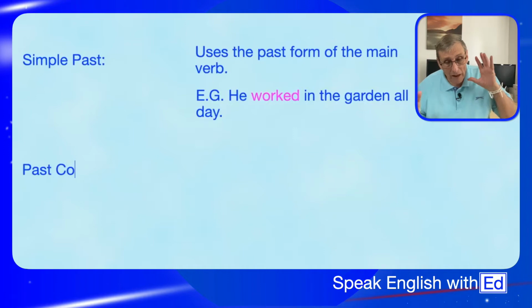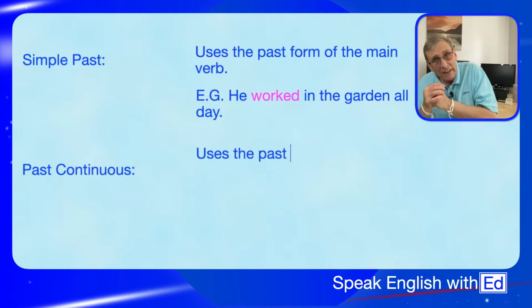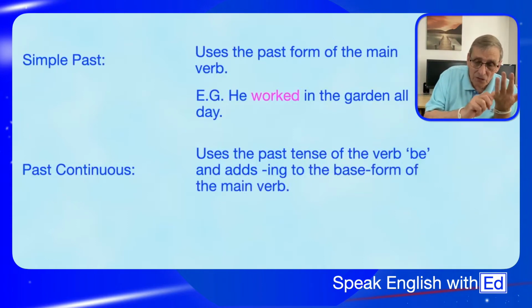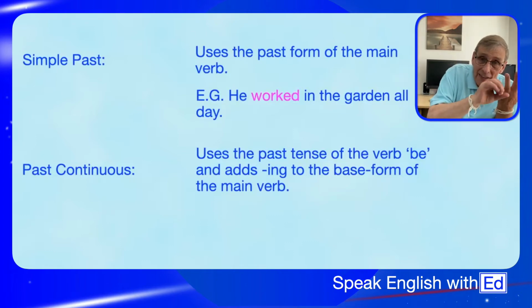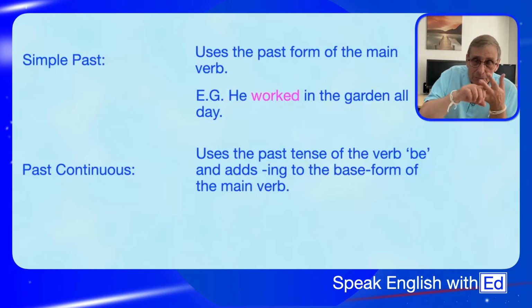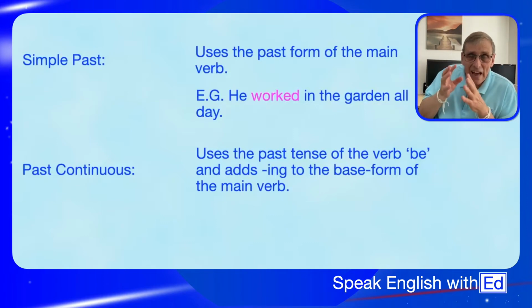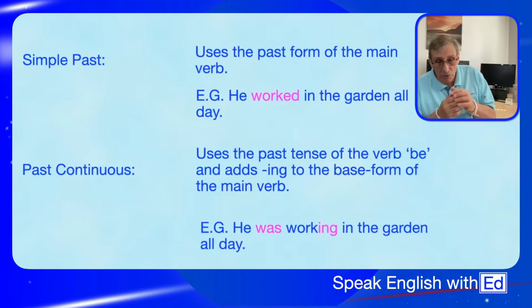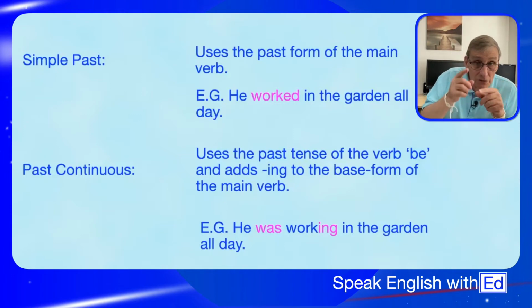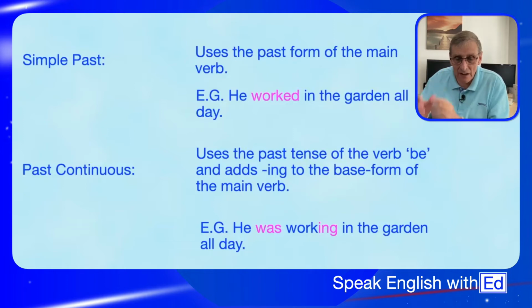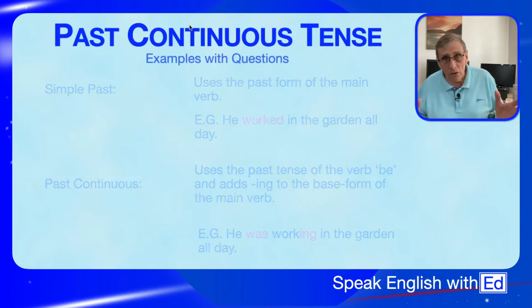So if you turn that into the past continuous tense, we need to add the verb to be, and when you get to the main verb, the action verb, you add ing. So you need the correct verb to be in its past form, and you need to add ing to the main verb, the action verb that your sentence is talking about. And the example that we've got here is he was, which is the past form of the verb to be, he was working in the garden all day. Okay, understand that?